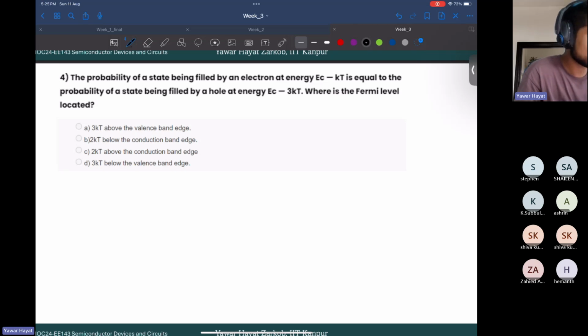The probability of a state being filled by an electron at energy EC minus KT is equal to the probability of a state being filled by a hole at energy EC minus 3 times KT. Where is the Fermi level located? A simple question, right? Just attempt it and let me know the position of the Fermi level.